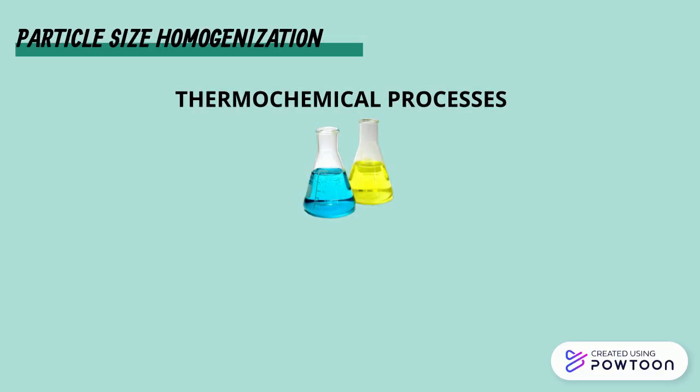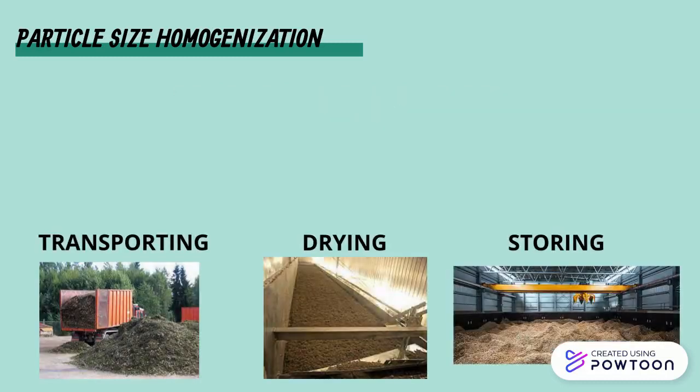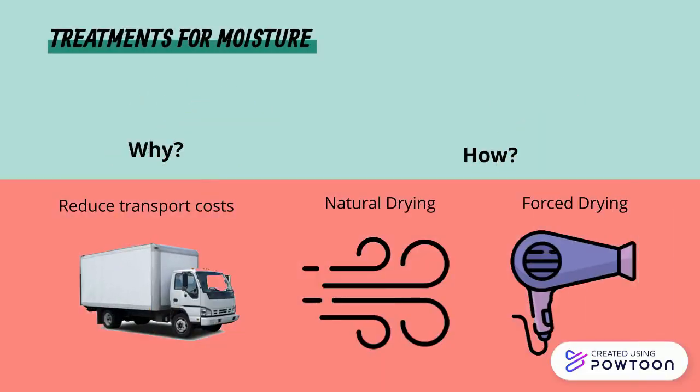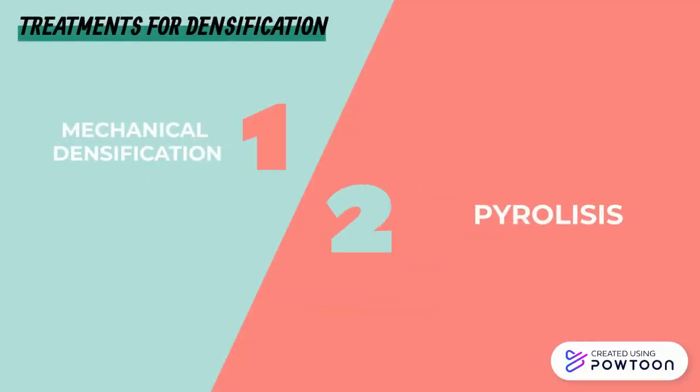Particle size homogenization is very important in order to maximize the performance of the thermochemical processes. Also, it helps in transporting, drying, and storing it. For example, if the particles are the same size, they are easier to organize, and when the processes are applied, they will take the same time, whereas if they are not, the difference will be noticed in the available product.